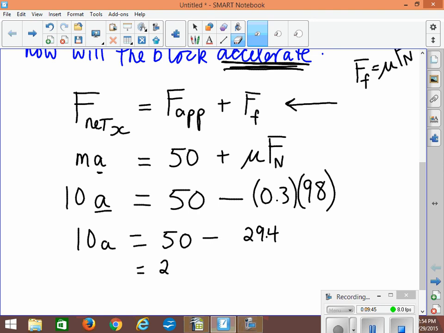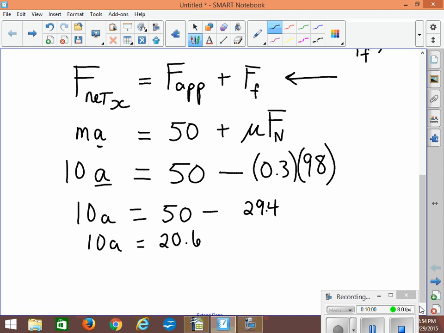No, I was right, 20.6. 20.6, that's right, isn't it? 20.6 equals 10 times A. And if we divide both sides of our equation by 10, then the answer is pretty easy. We end up with A equals 2.06 meters per second squared. And that's the acceleration of the block, or the box.